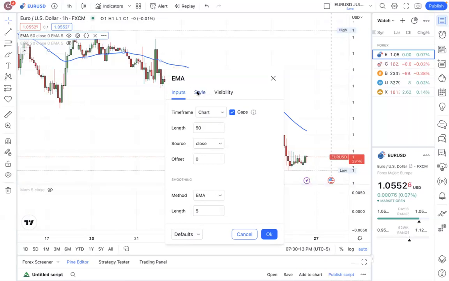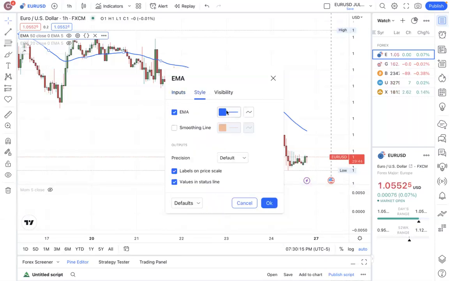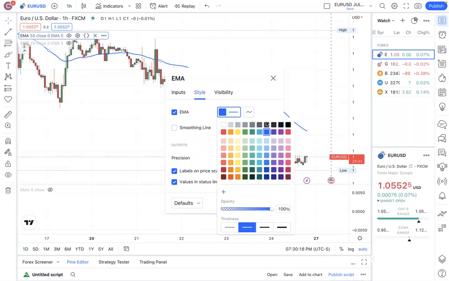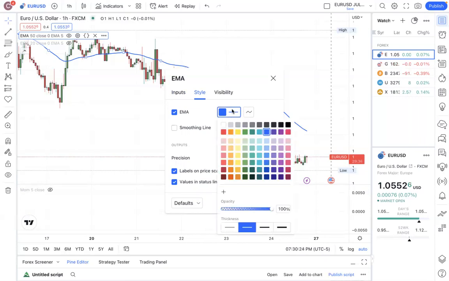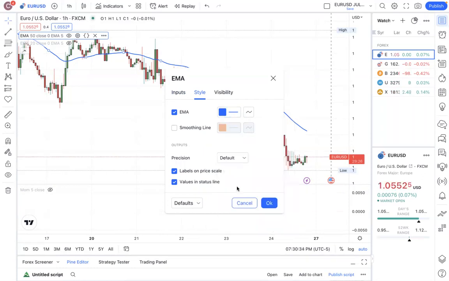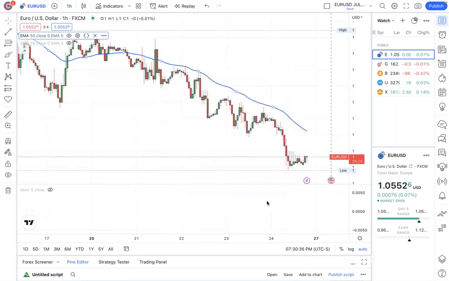Okay, cool. So for the style of this EMA, we're just going to change it to blue, or another color that's not already on your chart, just so that the colors aren't clashing. Change it to blue. And then you want to change the thickness. If you like a thin line, that's fine, but I just like to look at my things a little bit bigger so I can see. So I always put it on the second thickness and then just click OK. So then your EMA should appear like this on the chart.